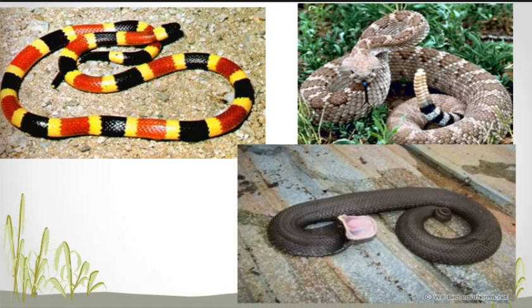Sorry. This is called a water moccasin, also known as a cottonmouth, because you can see his mouth open right there. It's white on the inside.